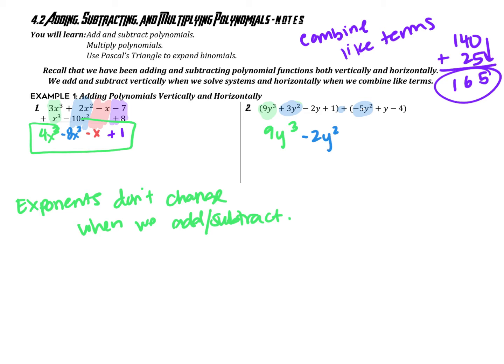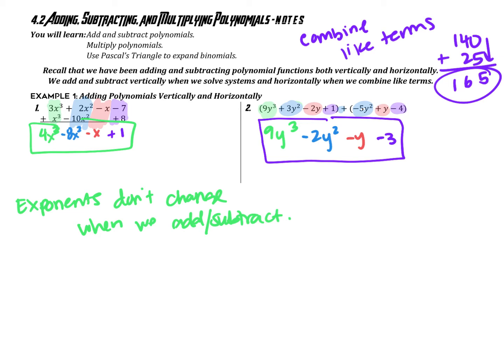If I look at my terms that just have, in this case, y, I have negative 2y and positive y. If I combine those, I'm going to get negative y. And then I'm going to look at my constants. If I combine 1 and negative 4, I'm going to get negative 3. So notice when I'm doing this, I'm keeping it in standard form, because then if I was asked to talk about the degree or the leading coefficient, it would be easy to identify that from the first term.